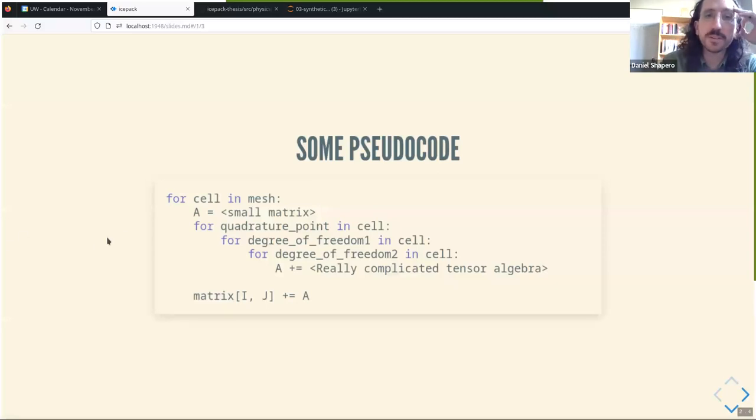So briefly, if you're not familiar with it, some pseudocode for what you might do to assemble the stiffness matrix in the finite element method involves a really gigantic nested loop. So for every cell of a mesh, for every quadrature point in that cell, and for every pair of degrees of freedom or of basis functions that are non-zero over that cell, you assemble some big thing that involves a lot of complicated tensor algebra and pack it into a larger matrix.